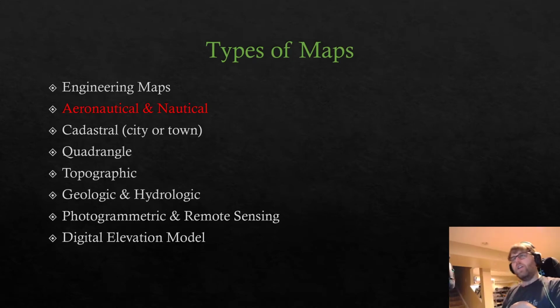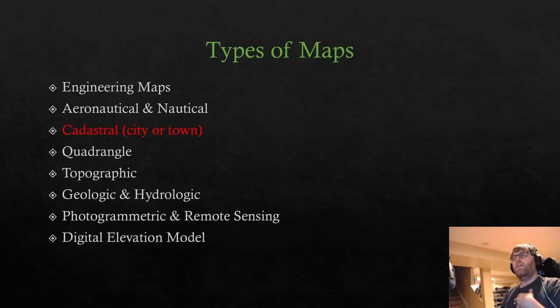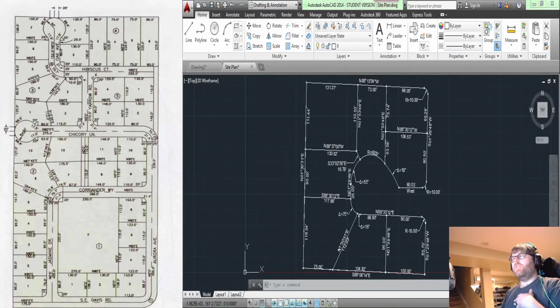Aeronautical and nautical. So this type of map is of a region to show certain terrain or other hydrographic features to provide information for air navigation of maritime areas and neighboring coastal regions. I've personally never dealt with something like this, but I just want you to know that it's something that's out there. Cadastral, which are cities or towns.